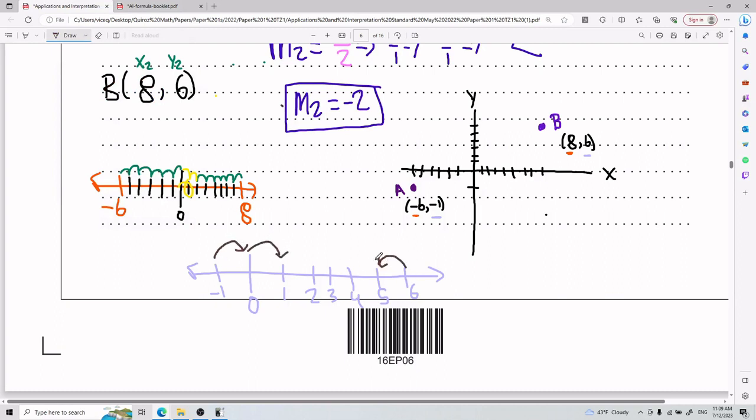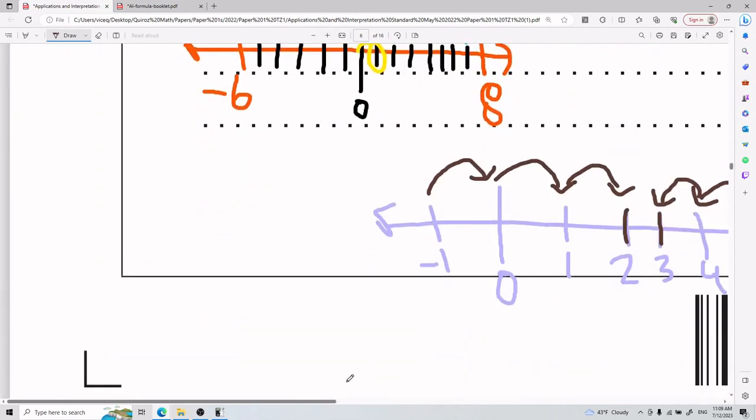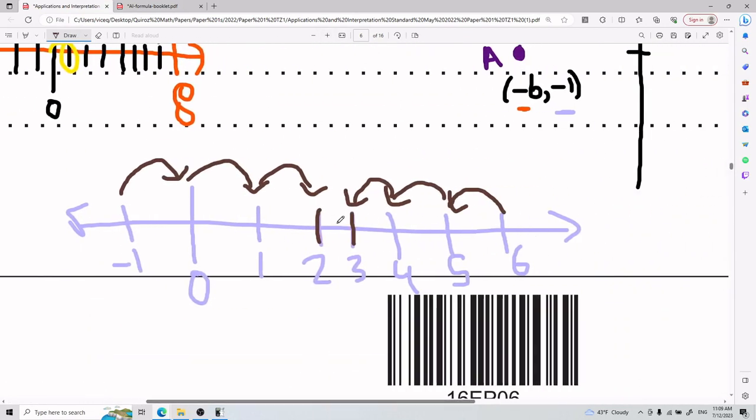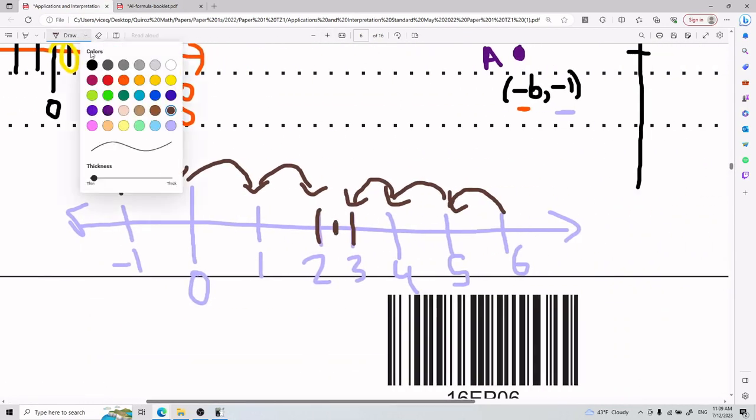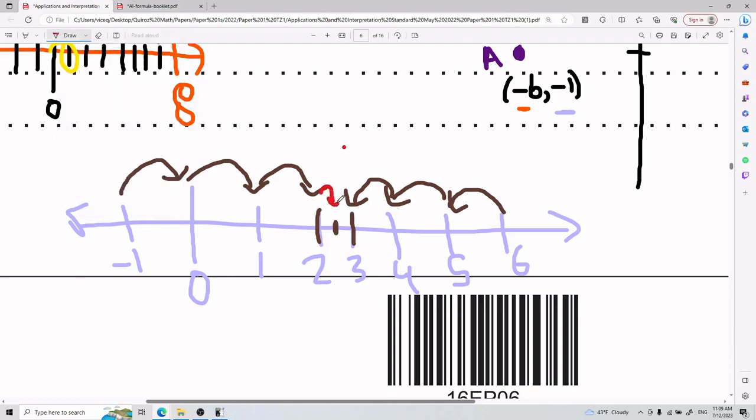Jump once here, jump once there. Jump once here, jump once there. And so now, since they're facing each other, that means my middle point is actually going to be right here. So that is my middle point, see? If they both jump one more time to meet in the middle, it would be 2.5.